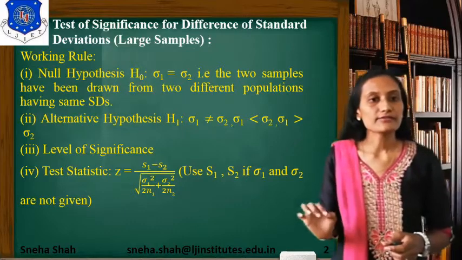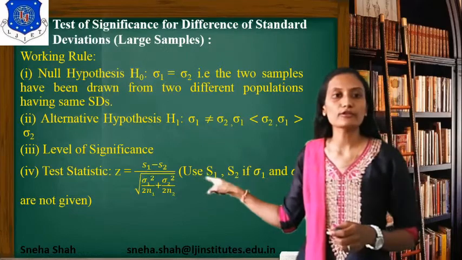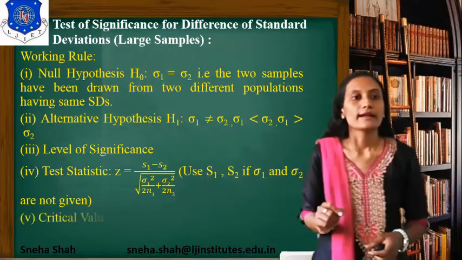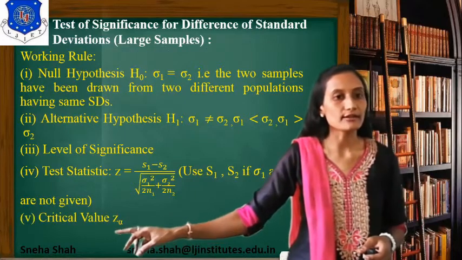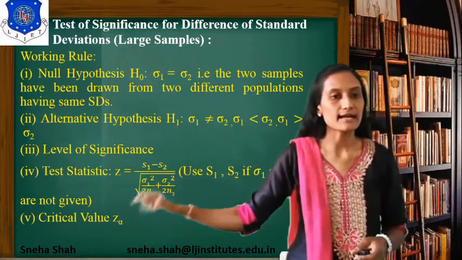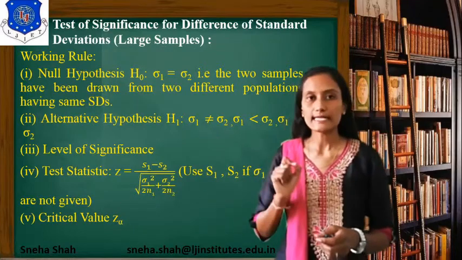In this, if the values of sigma 1 and sigma 2 are not given to you, then you have to use S1 and S2. Now the next thing you have to find is the critical value. We will find the value of Z at the level of significance alpha, right? This particular value will be taken from the Z table.